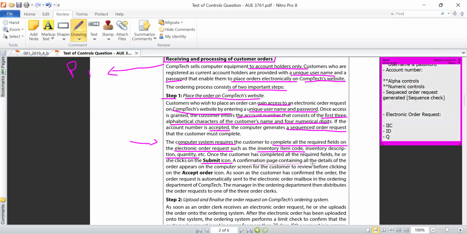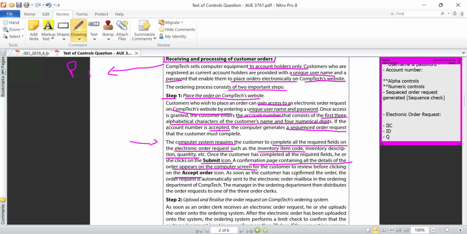A confirmation page containing all the details of the order appears on the computer screen for the customer to review before clicking the accept order icon. All right. So you're going to have to reperform this process, obviously, just to see whether there's a submit icon that it would bring out and whether it allows you to verify the accuracy of your order.